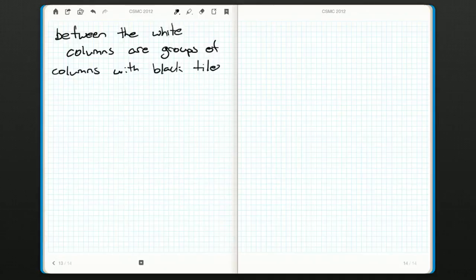So other than these white columns, every other column is going to have at least one black tile in it. Well, if I have a white column here, came from this way, we have a white column, and I know I have a white column over here, I can fill in this space exactly two ways. Either we have a black tile up here, and then a white tile, and then a black tile down here.